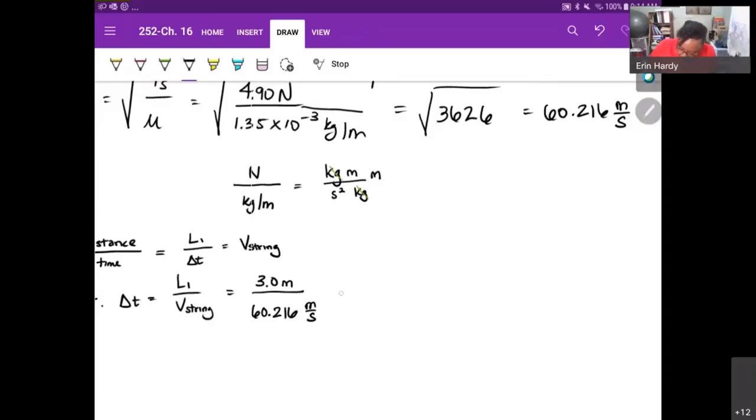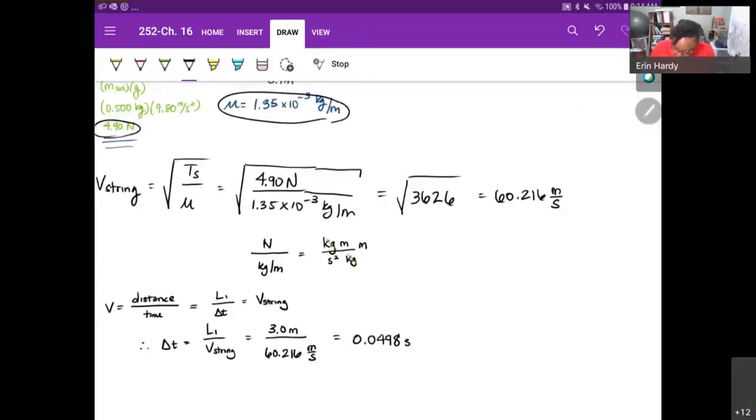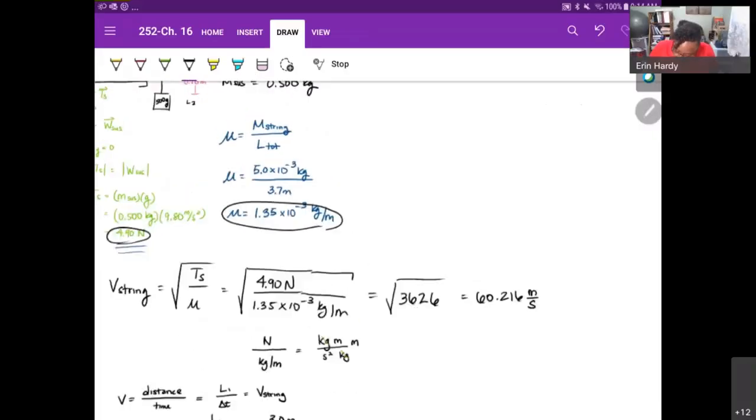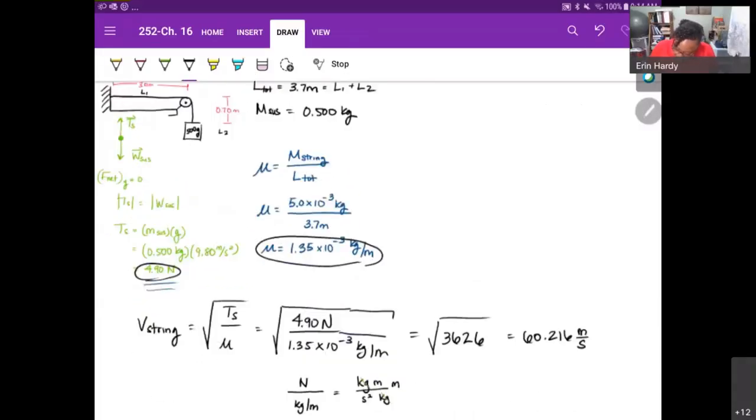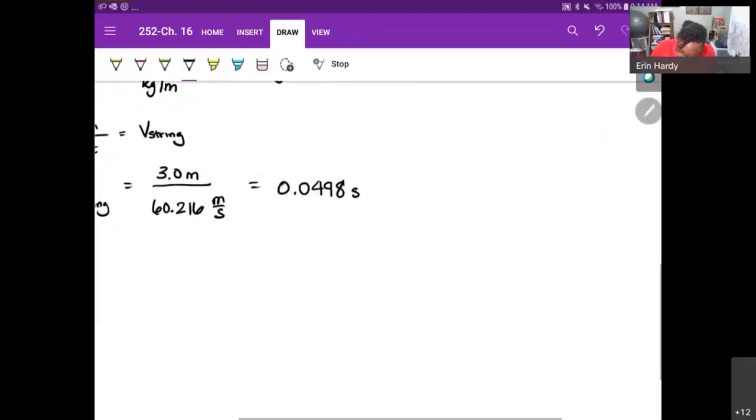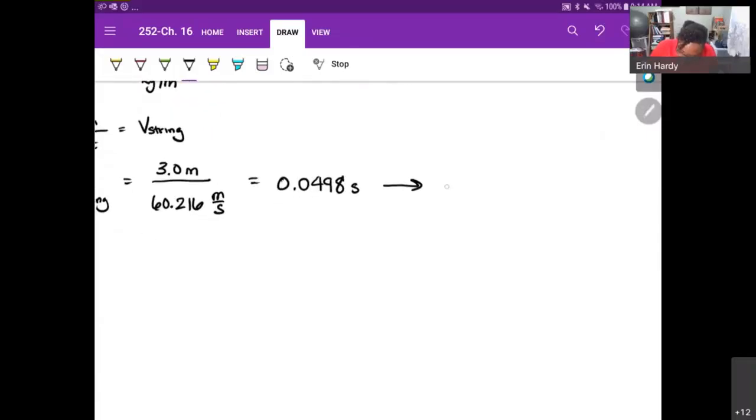And let's see what we get here. That value is going to be 0.0498 seconds. And we have, I believe, yeah, 2 sig figs to work with. This will be 0.050 seconds for delta T.